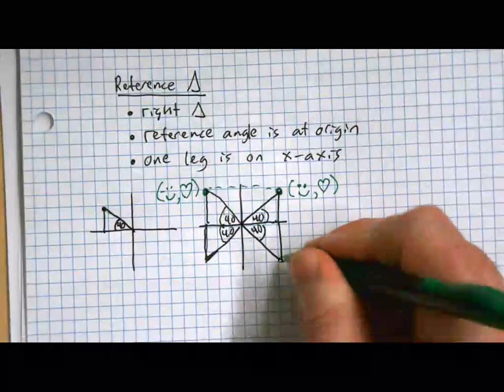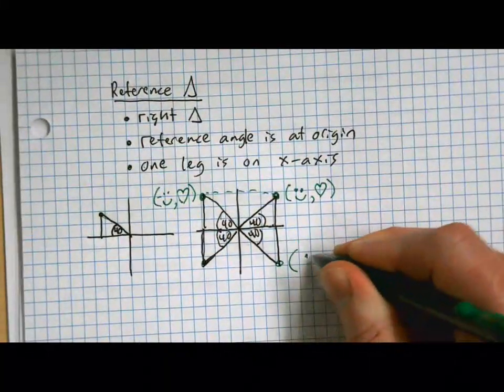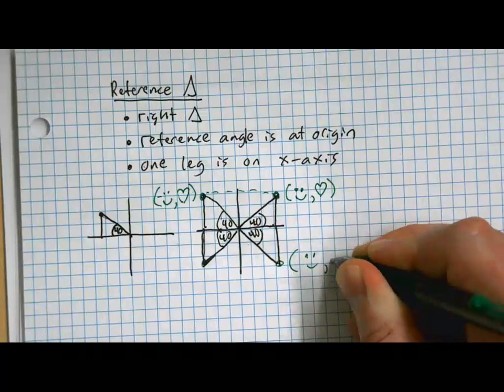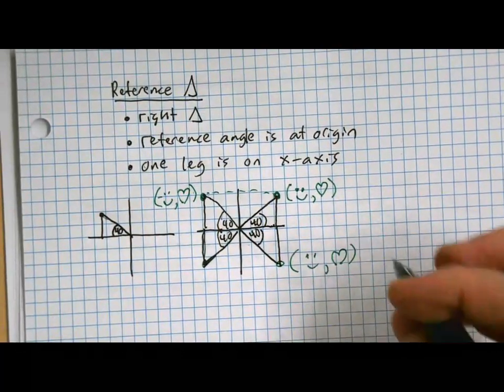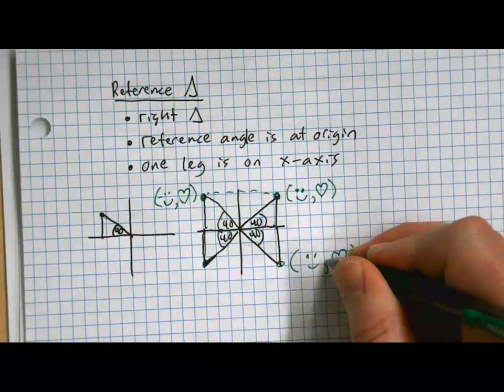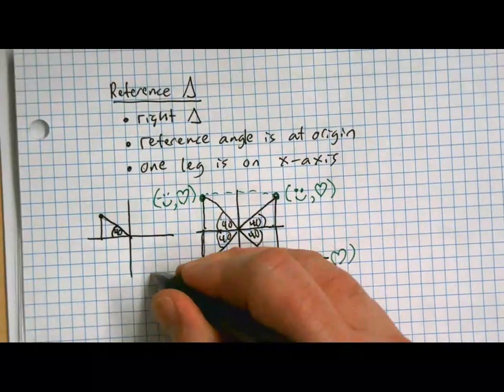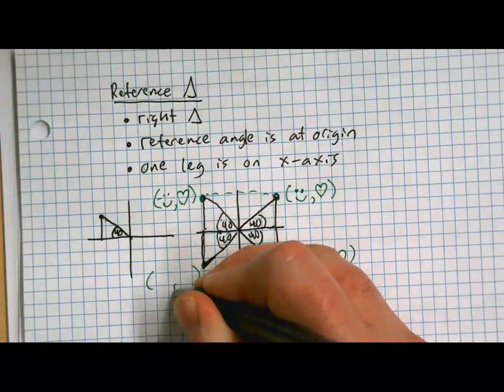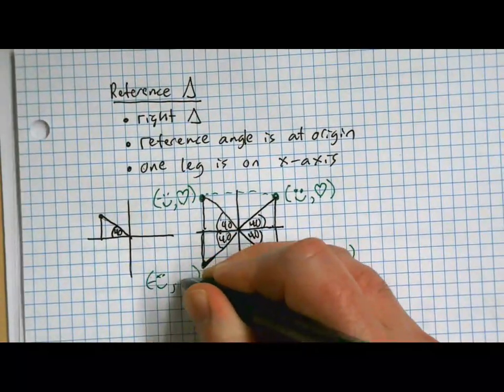And wouldn't these 2 points also have smiley faces and heart coordinates, just with some negatives thrown in? Yep, this one would have a y coordinate that's negative. This one would be, they'd both be negative, right?